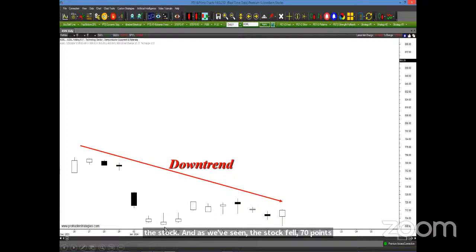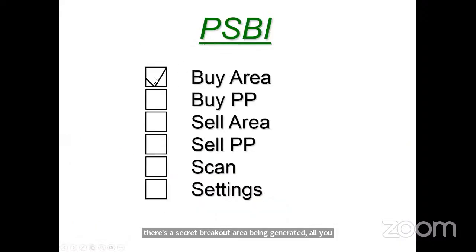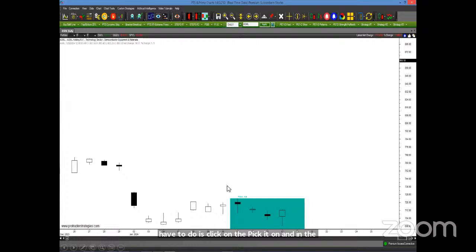So let's go over this process, okay? Let's look at a chart of ASML. All right, obviously, we're in a downtrend, right? If you're thinking that the downtrend may be over according to your analysis, or you just want to check to see if there's a secret breakout area being generated, all you have to do is click on the PSBI. Click it on, and in the drop-down menu, click on Buy Area. And yes, there was a secret buy area being generated. So rather than think we're in a downtrend going to be going lower, you're saying, well, I'm going to watch this. Maybe I'll buy some options, maybe some spread strategy with an upward bias, but I have to wait for it to trade at these levels here, okay? That's all I have to do.